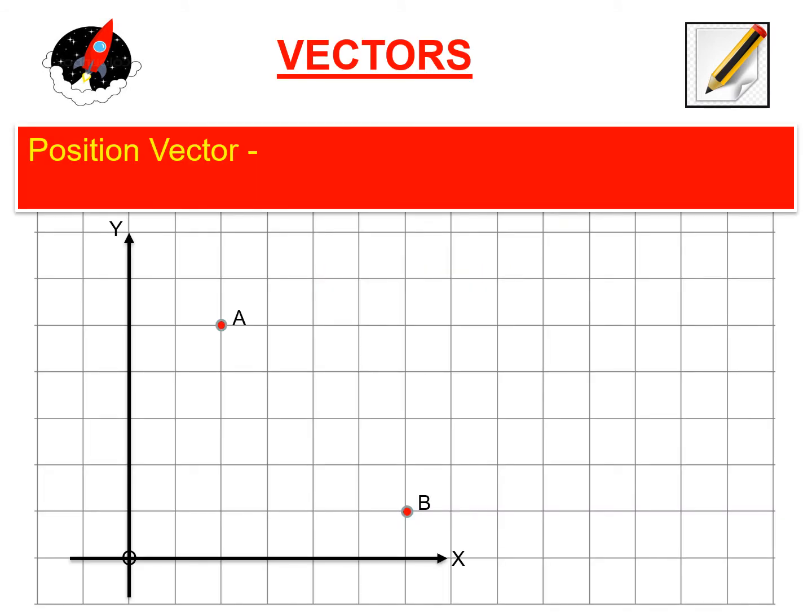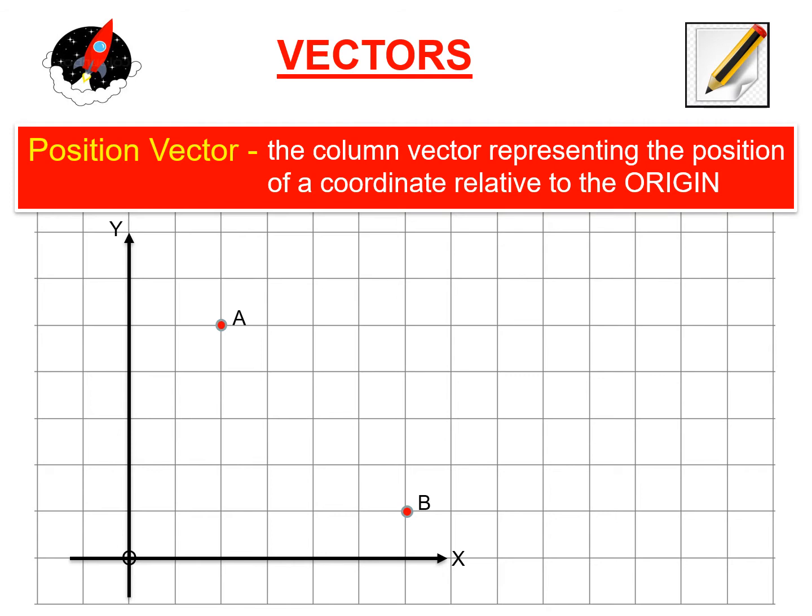Okay, so what is a position vector? Essentially it's just the column vector that represents the position of a coordinate relative to the origin. So what that means is, what's the column vector to get from the origin to coordinate point A, or the column vector that would represent the journey from the origin to coordinate point B.